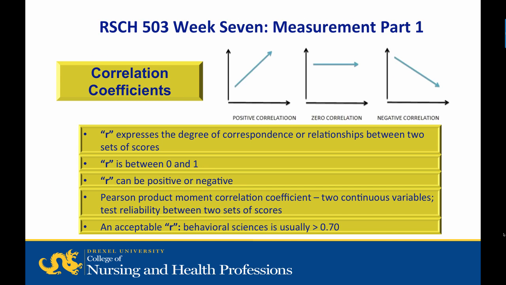Correlation coefficients are obtained between scores on a test or instrument and some other existing instrument. The Pearson product moment correlation coefficient, or simply put, lowercase r, expresses the degree of correspondence or relationship between two sets of continuous scores. Lowercase r is between 0 and 1 and can be positive or negative. An r considered acceptable in behavioral sciences is usually r greater than 0.70. We will explore this again in future sessions.